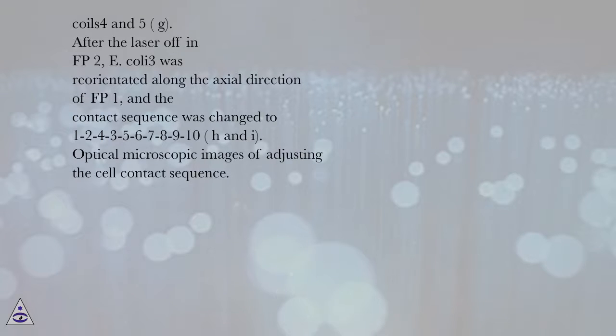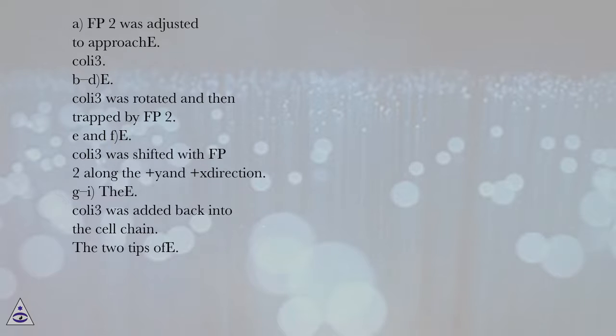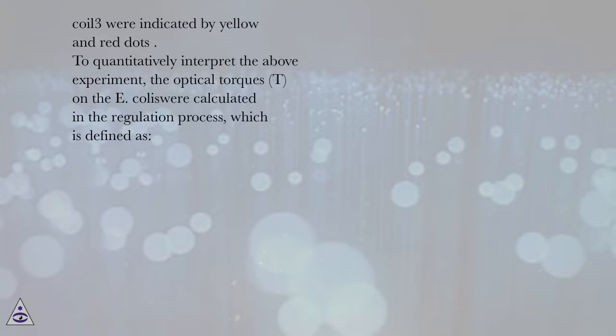Optical microscopic images of adjusting the cell contact sequence. A. FB2 was adjusted to approach E. coli 3. B to D. E. coli 3 was rotated and then trapped by FB2. E and F. E. coli 3 was shifted with FB2 along the plus direction. G to I. E. coli 3 was added back into the cell chain. The two tips of E. coli 3 were indicated by yellow and red dots.